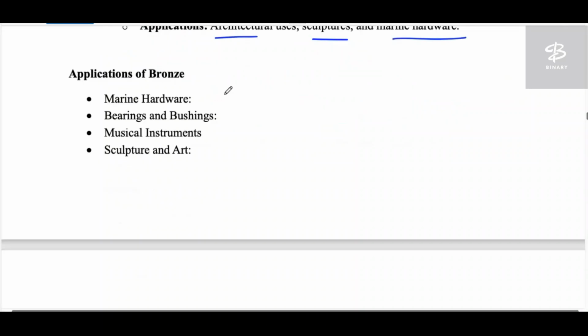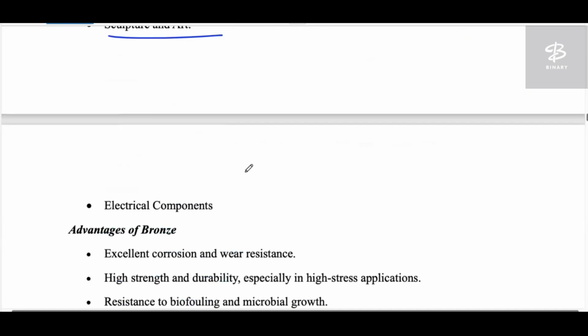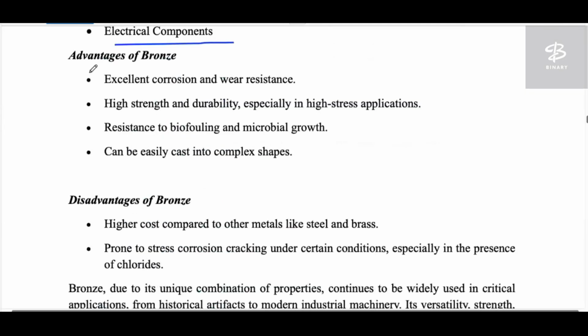Now come to the application of bronze. The applications of bronze are marine hardware, bearings and bushes, musical instruments, sculptures and arts, and electrical components as well. Now, the advantages of bronze. So what are the advantages? The excellent corrosion resistance and wear resistance.